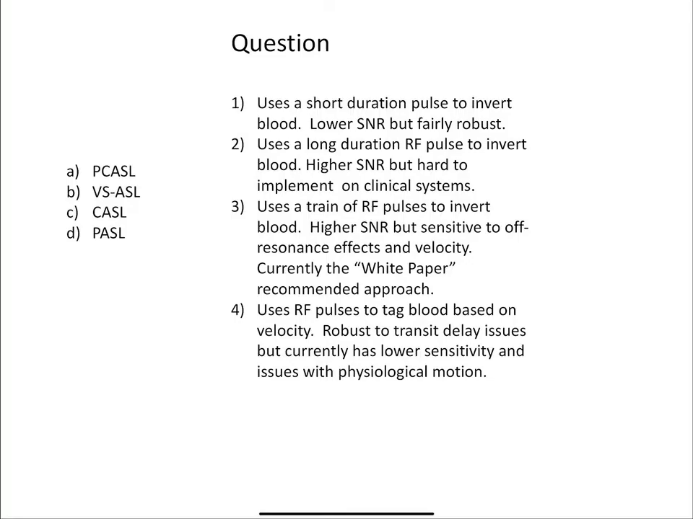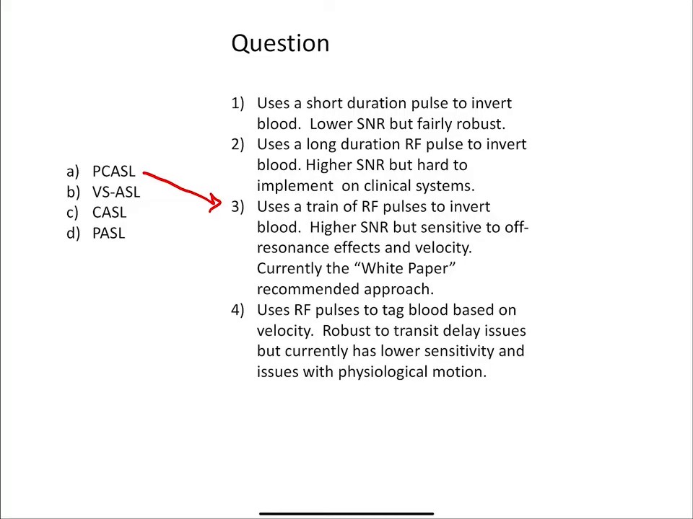Okay, let's take a look. It looks like most people have responded. So great, I think there's pretty good agreement. But let's just go through it. So, first of all, what does PCASL stand for? Right, pseudocontinuous ASL. So that's where we use a train of RF pulses, right? So that would go here. And it has higher SNR, but it is sensitive to off-resonance effects and velocity.